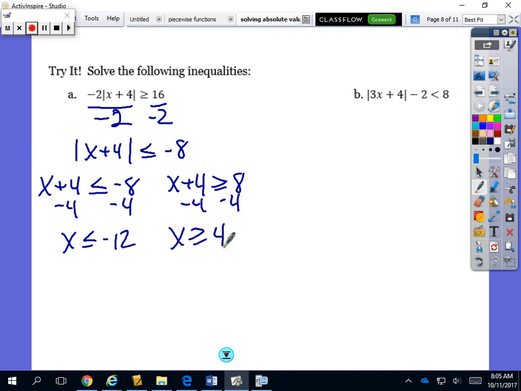Let's check that. So it's going to be less than or equal to negative 12, greater than or equal to 4. So a number less than negative 12, negative 20. Let's try negative 20. So negative 2 times the absolute value of negative 20 plus 4, is that greater than or equal to 16? Negative 20 plus 4 is negative 16, the absolute value of negative 16 is 16, times negative 2 is negative 32. Is that greater than or equal to 16? No. x is greater than or equal to 4, so is it 5?